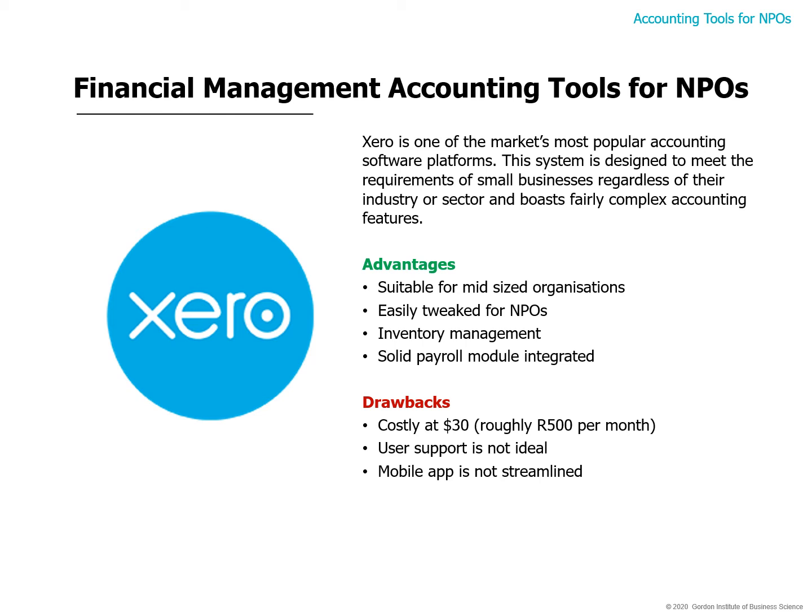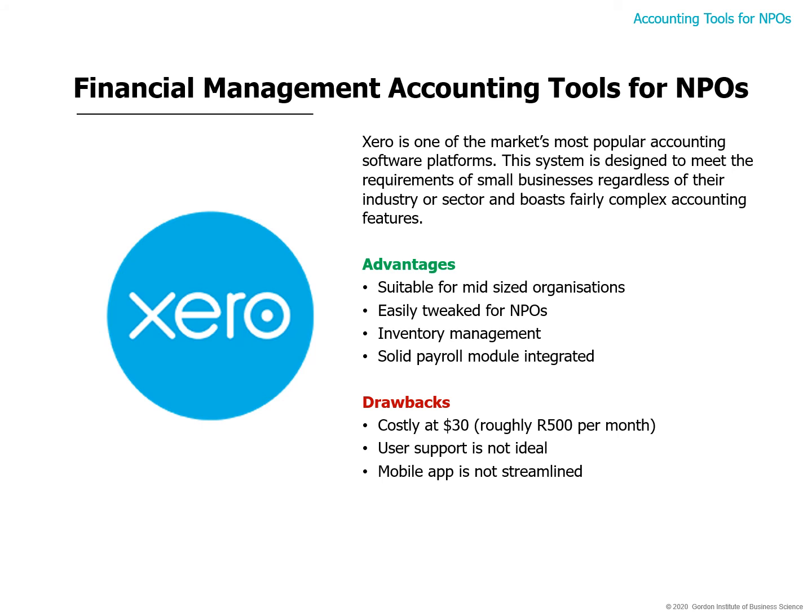So from a review perspective, some of the advantages is that this is definitely an accounting package that's useful and suitable for medium-sized organizations. So if you anticipate growth within your organization as a small organization, you want to start the journey with something like Zero from the outset, if budget allows, because it really allows you to grow with the organization as a supporting package. It can also be easily tweaked for NPO. So despite some of the more complex features that are out there, it can definitely be tweaked for the nonprofit context.